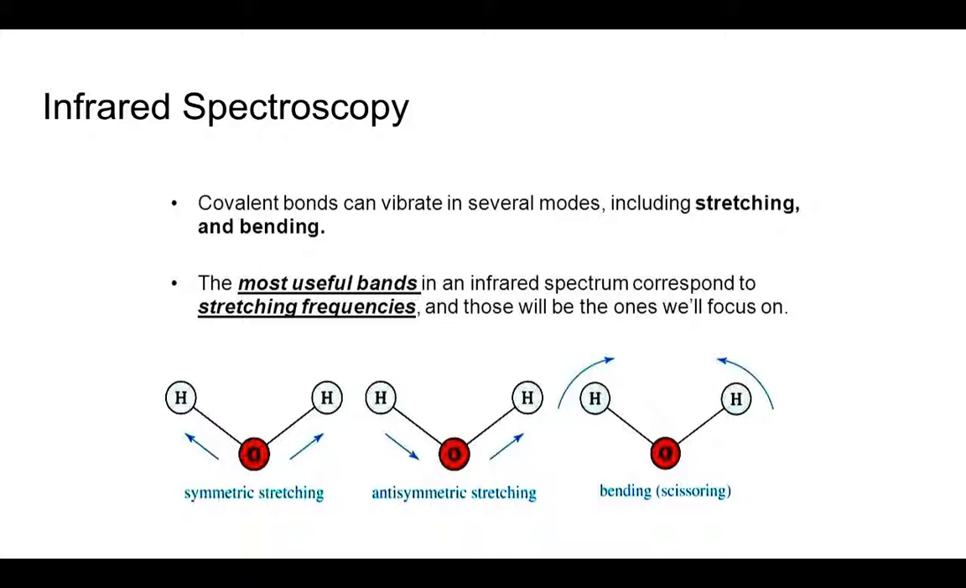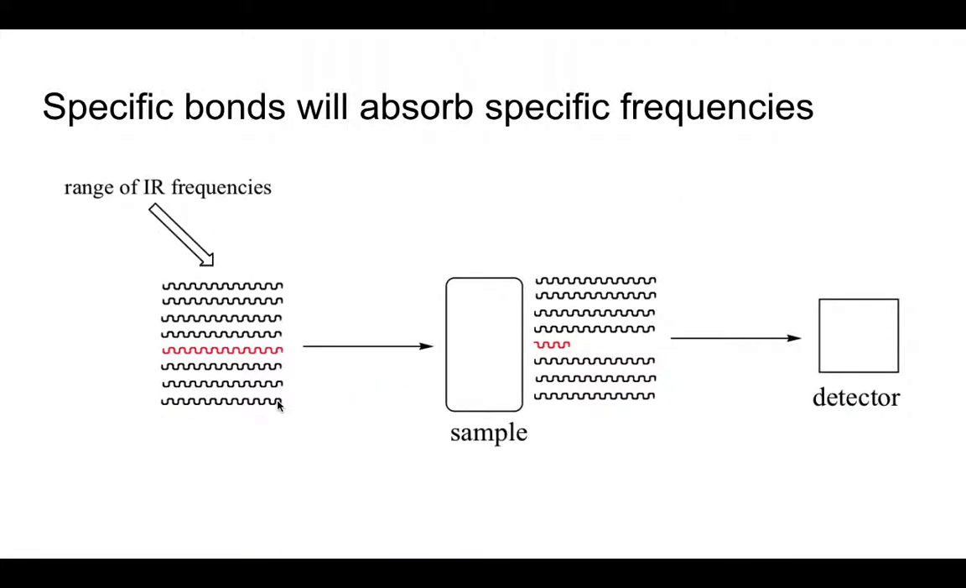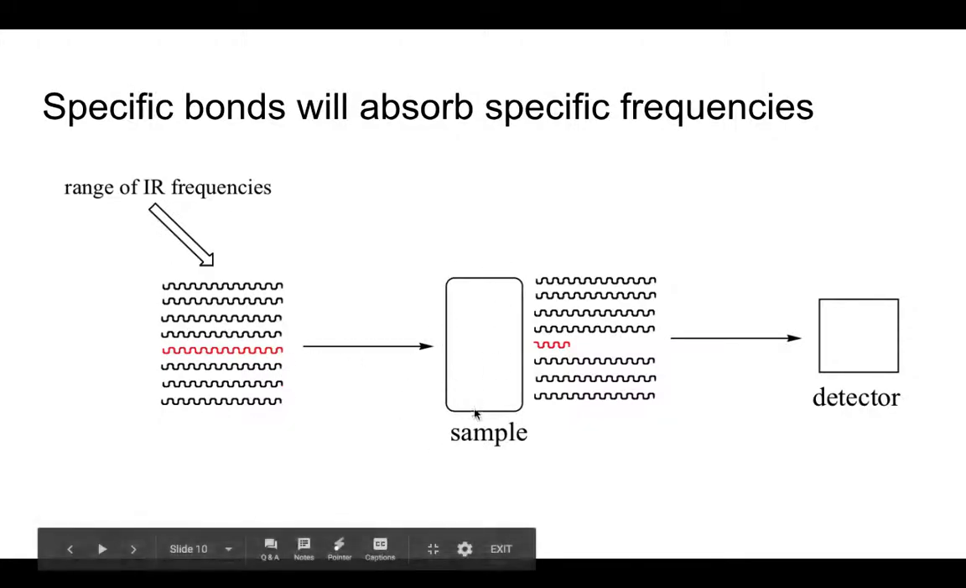They're quantized like anything else. So if it's not the right frequency, it's not going to make the bond bend and stretch. And different bonds have different frequencies. So we can tell what type of bond it is by what frequency of infrared radiation it will absorb. Now here's a good picture of kind of what it looks like. We're going to have our sample, right?